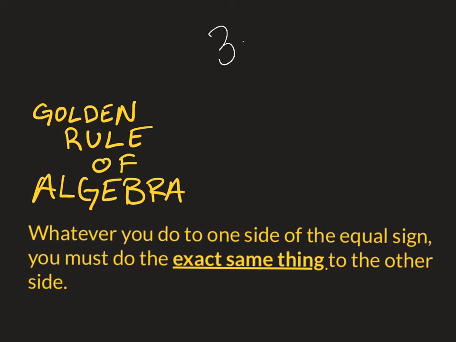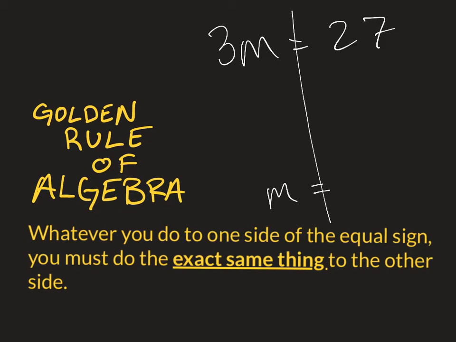So if I had the equation 3m equals 27, I need to isolate mathematically. So I'm looking to do something to get rid of this 3 times m, because I want one singular m by itself. So I'm going to isolate mathematically, and that's going to be using the golden rule of algebra. I'm going to show you in the next slide how to do so, but I'm going to do something here to help me isolate and get m by itself.